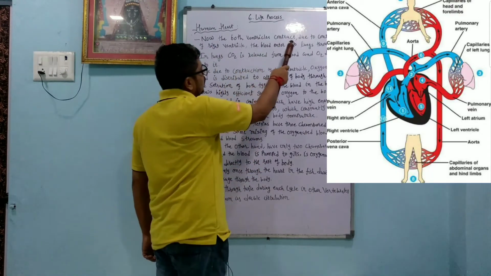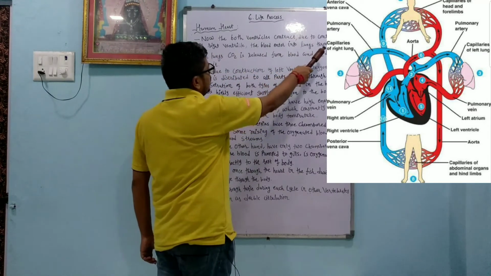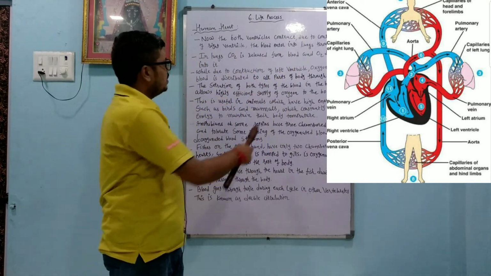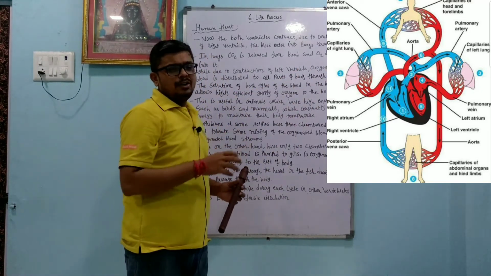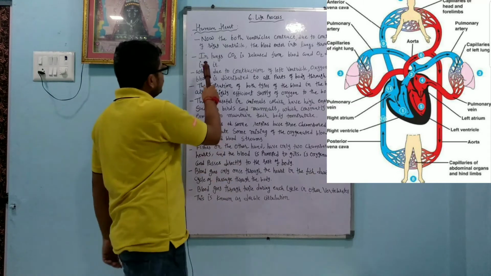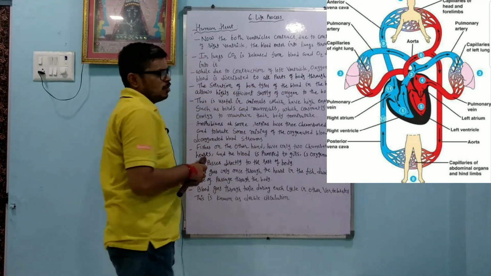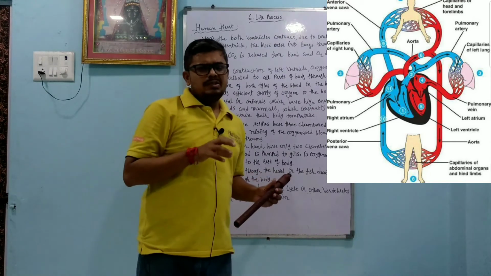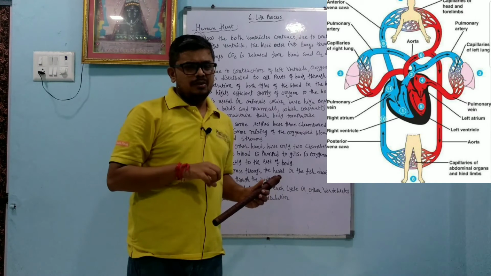Now both ventricles contract. Due to the contraction of the right ventricle, the blood enters the lungs through the arteries. Okay, so remember, this one is what? Arteries. In that way the blood enters the lungs. In the lungs, carbon dioxide is released from the blood and oxygen diffuses into it. So what is the function of the lungs here? Lungs convert the deoxygenated blood into oxygenated blood.